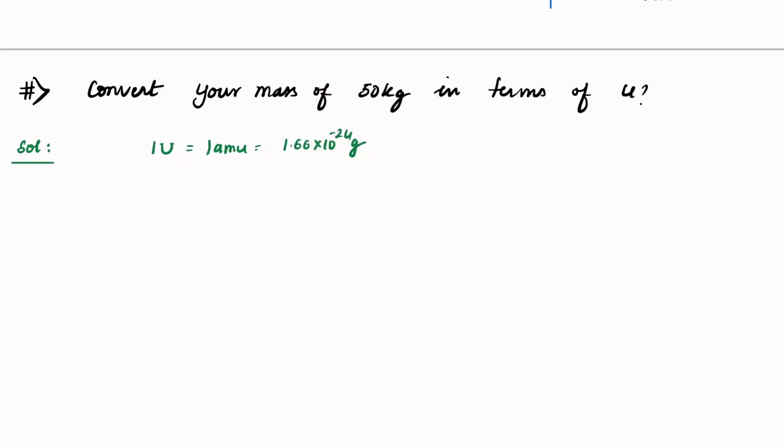In that case, that would be equal to 1 by Na. We learned this already. So this is the value which you will get for one unified mass. What if I write this in terms of kgs? 1.66 into 10 raised to power of minus 27 kgs.